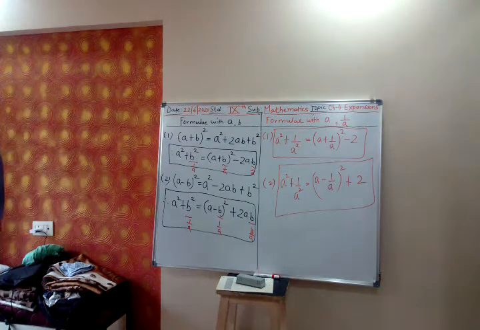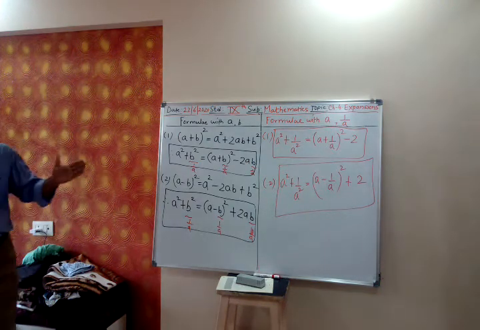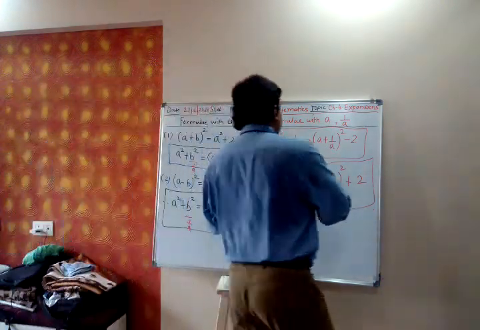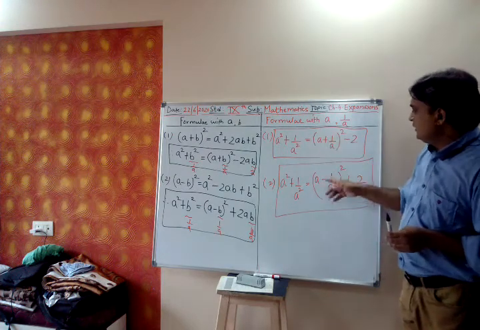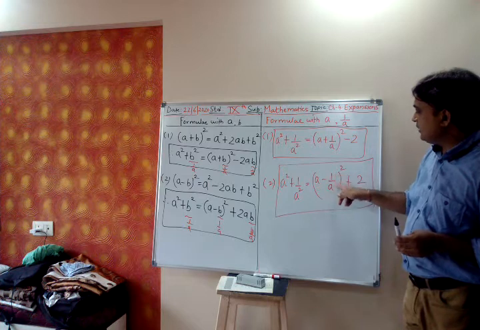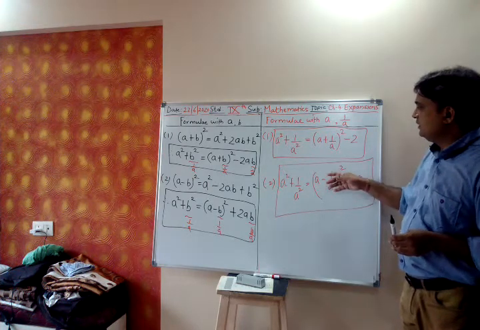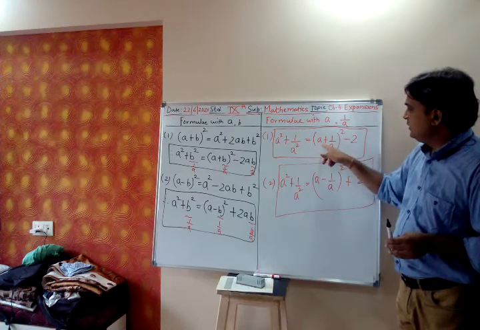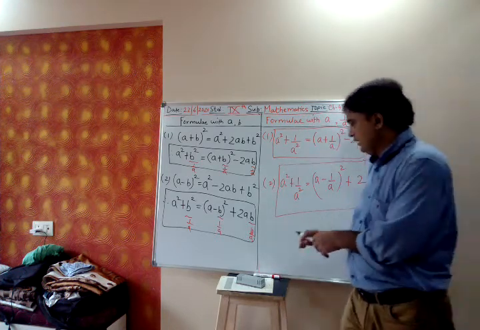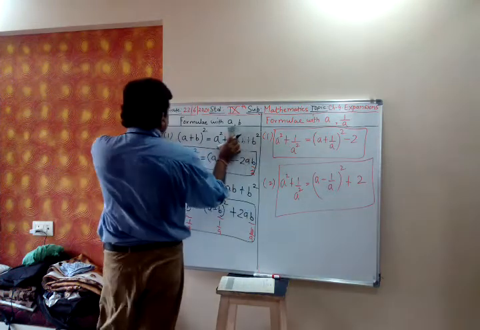Yes, there are two formulas for a square plus 1 upon a square. When the value of a plus 1 upon a is given, I will use this formula. When the value of a minus 1 upon a is given, I will use this formula. There are two formulas for a square plus 1 upon a square. Okay, now let us do third one.